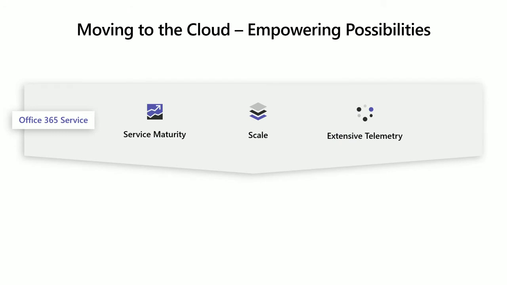So moving to the cloud, empowering the possibilities with email. In the Office 365 service, we've been doing this a number of years now, anywhere between, say, 7 and 9 years, depending on when you start. And the service maturity that we now have after all that time has really helped to enable a lot of different things that we're able to do now.